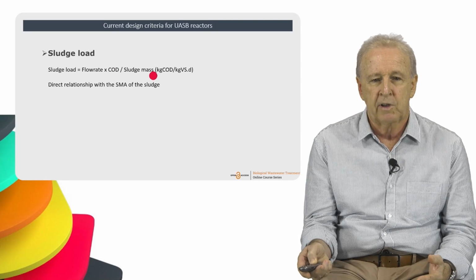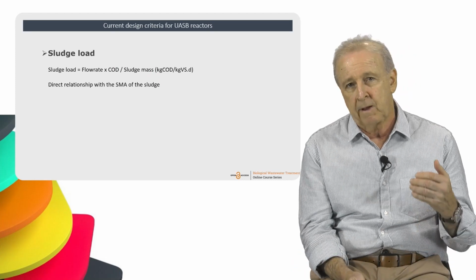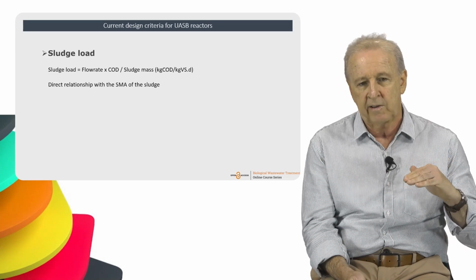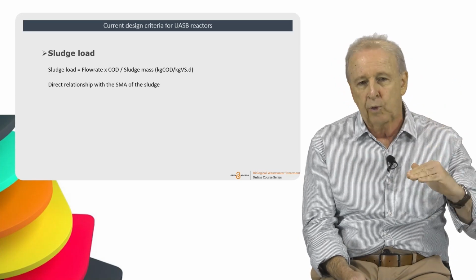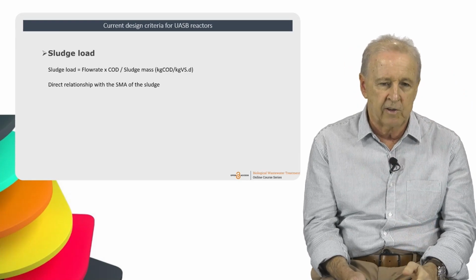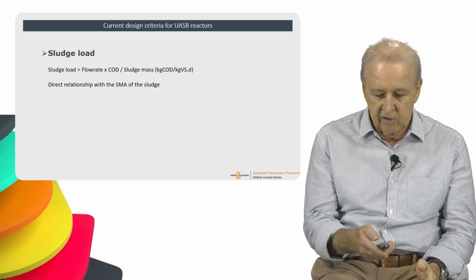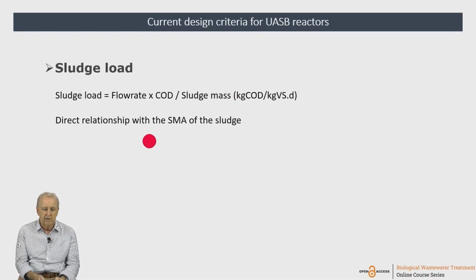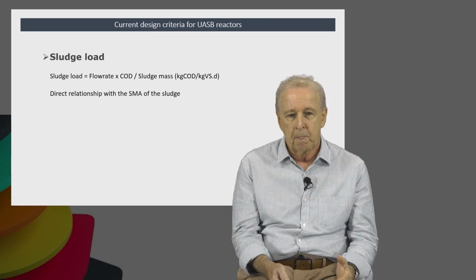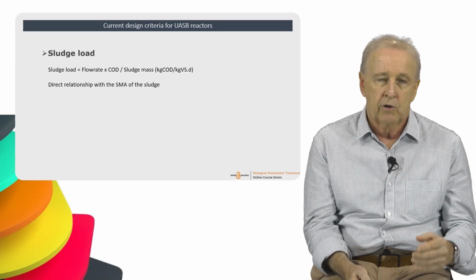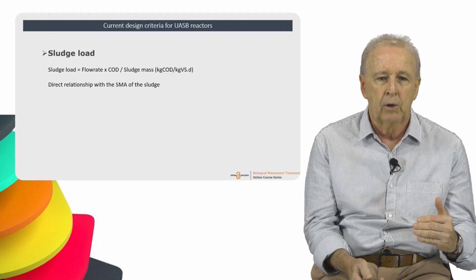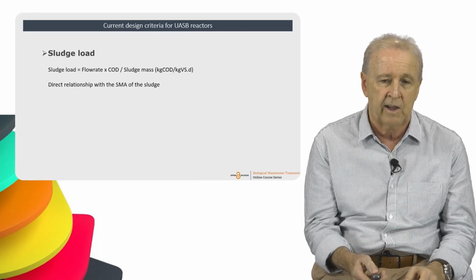We have means to determine this sludge mass by taking samples of sludge at the different heights of the reactor, as we're going to see in the final topics of this lecture. And this sludge load has a direct relationship with the specific methanogenic activity of the sludge, as Julius called attention to in a previous lecture. So it means that we should keep an amount of sludge inside the reactor sufficient to treat the organic load that is going inside the reactor.